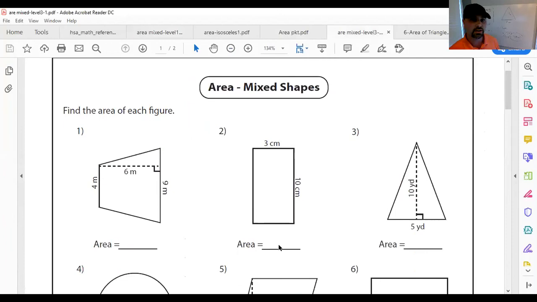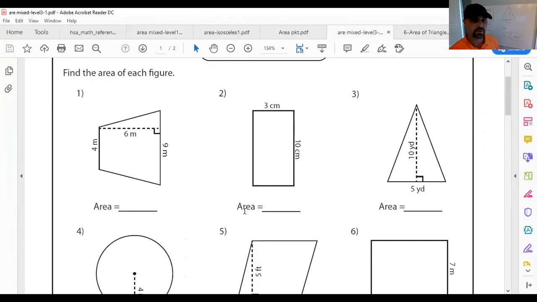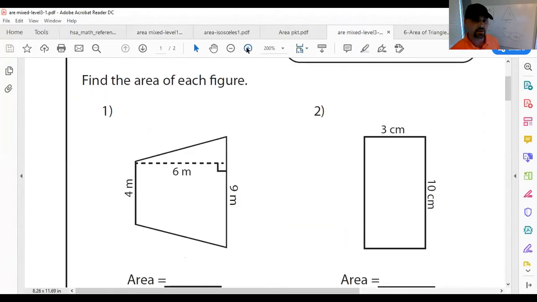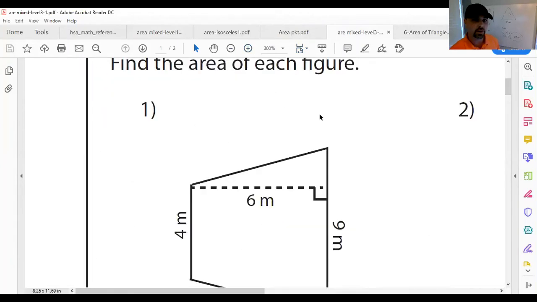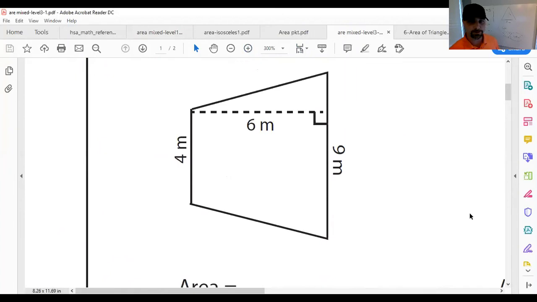All right, here's the other area, mixed shapes. Starts with a trapezoid, okay? So if you want, go ahead and try this one. Remember, go to your formula sheet, write down the formula, and then fill it in with your information, okay? From there, you're just going to work out the problem. So give it a try, pause your screen, and then come back and watch how it's worked out.